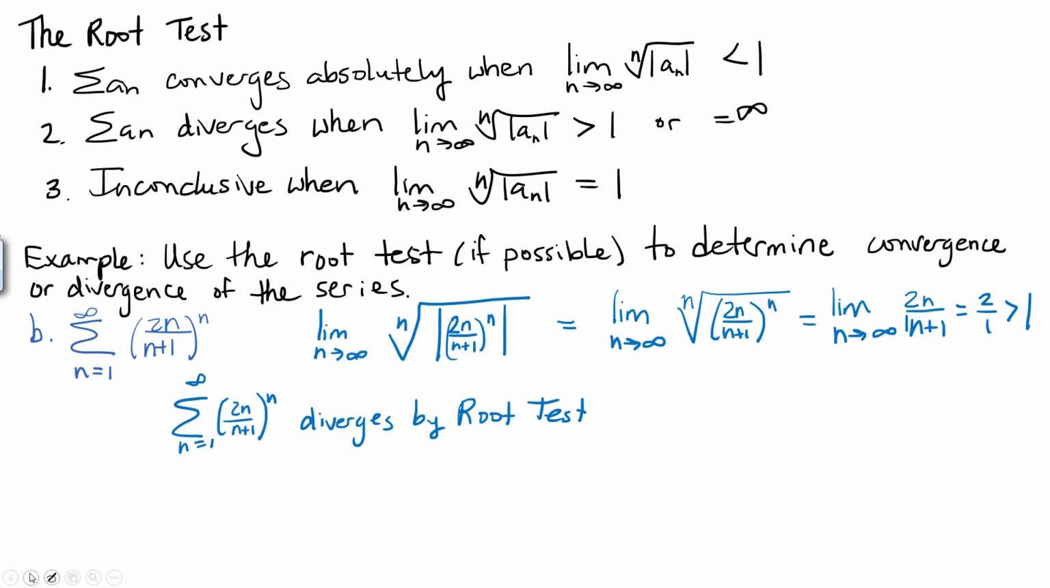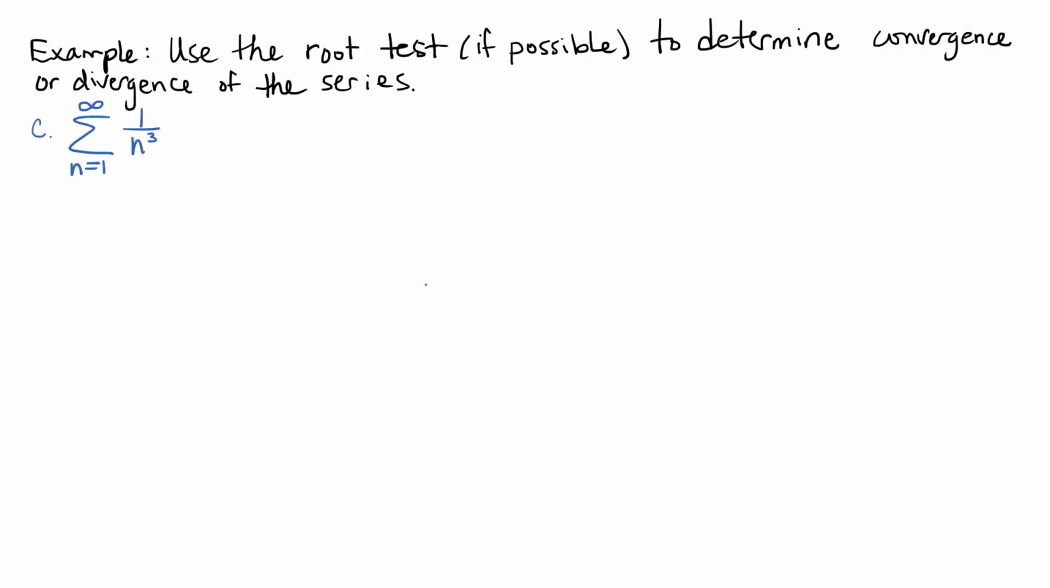One more. Part C. Same instructions, use the root test if possible to determine the convergence. We have the series n equals 1 to infinity 1 over n cubed. You might recognize that this is a p series, and since the power p is 3, this should be convergent. Let's see what the root test concludes.